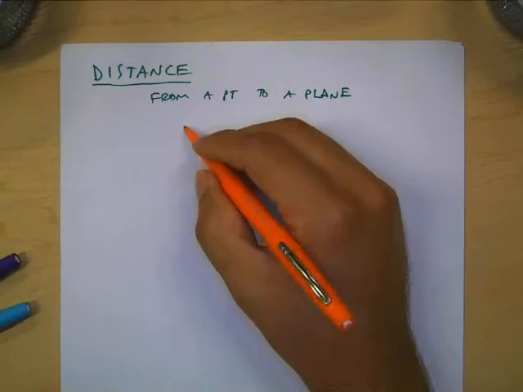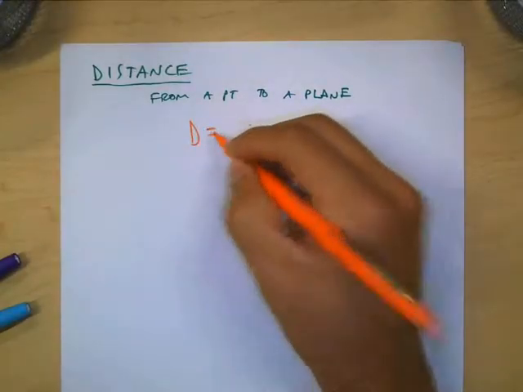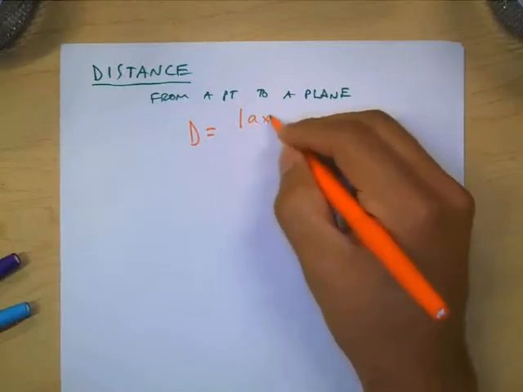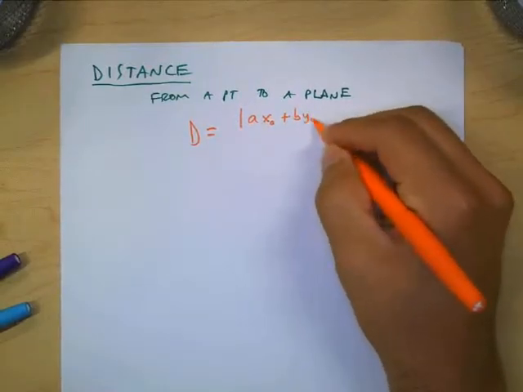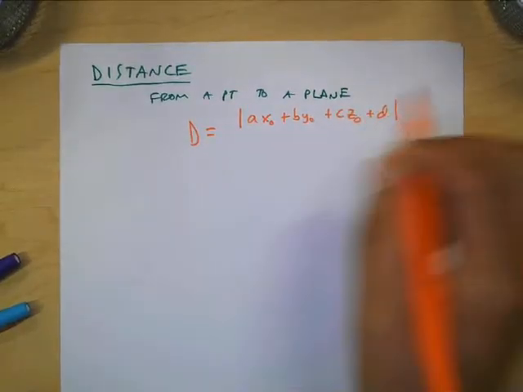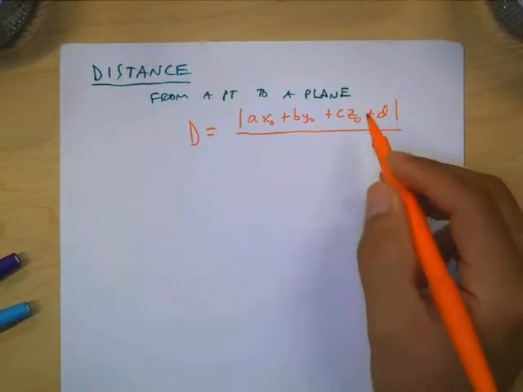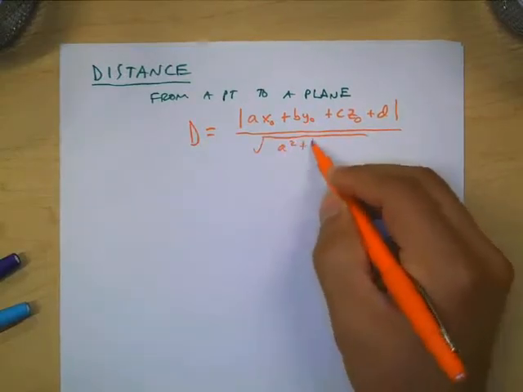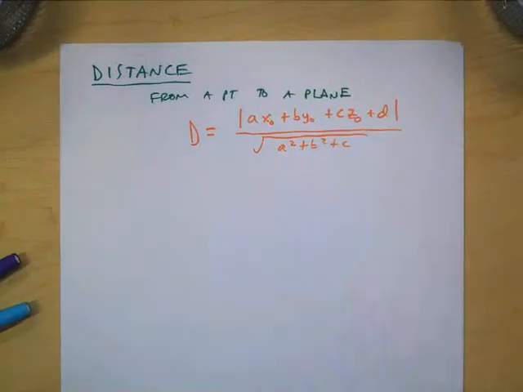We're just going to add an extra letter, but essentially it's a times the x coordinate plus b times the y coordinate plus c times the z coordinate plus d all over the square root of a squared plus b squared plus c squared. So that's how you would find the distance.